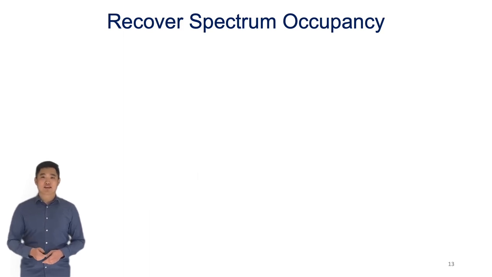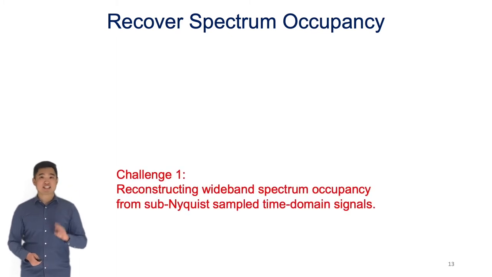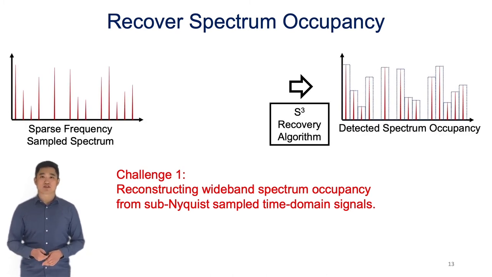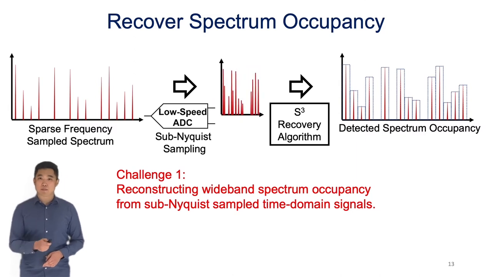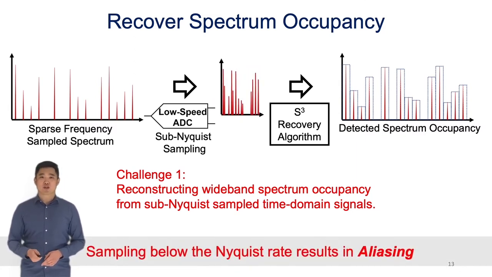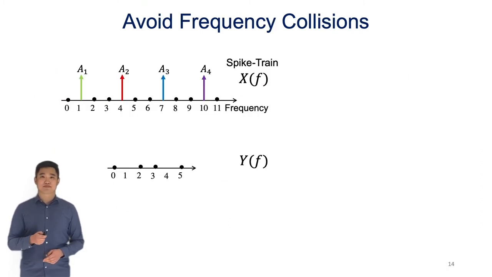Translating S-cube into a practical system requires us to solve two key challenges. First, we need to design an algorithm that can reconstruct the spectrum occupancy from the sub-Nyquist sampled signals. Sampling below the Nyquist rate results in aliasing in the frequency domain. That is, multiple frequencies in the wideband spectrum map to the same frequency.